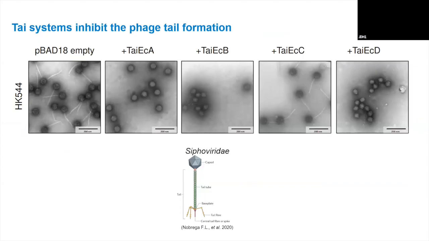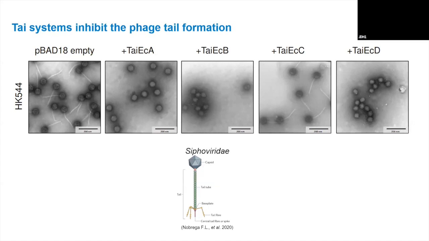So basically what we do here is we induce a phage with the presence of different systems. With Thoeris ECA, B, and D present, we can only observe fully packaged mature capsids, but there's no tail at all. With the presence of the ECC version, we can see wild-type phages as the control. So it's consistent with our spot assay.